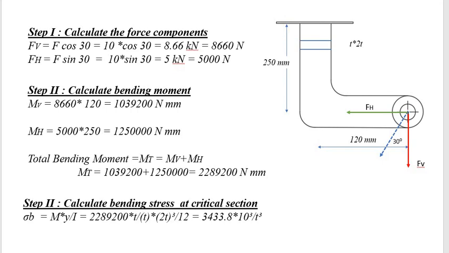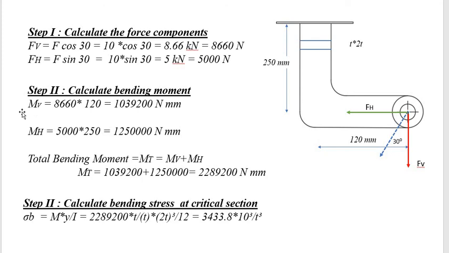The first step is to calculate the force components. Fv is F cos 30, that is 10 into cos 30, that is 8.66 kilonewton. Convert into Newton, that is 8660 Newton. Fh is the horizontal component, that is F sin 30, that is 10 into sin 30, that is 5 kilonewton. Convert into Newton, that is 5000 Newton. The second step is to calculate the bending moment. The bending moment is caused because of the vertical component and the horizontal component respectively.